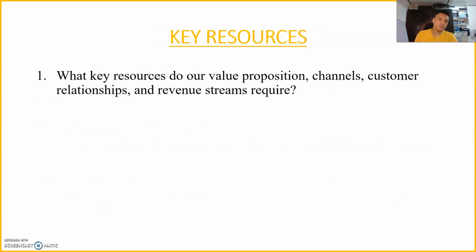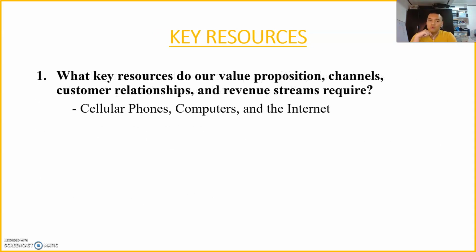Next, key resources. What key resources do our value proposition, channels, customer relationships, and revenue streams require? So we only need three main key resources. We need cellular phones, computers, and the internet. Cellular phones are the medium or the conduit for our application, given that our application is a mobile version. And our application could possibly be integrated into the computer or desktop sense.